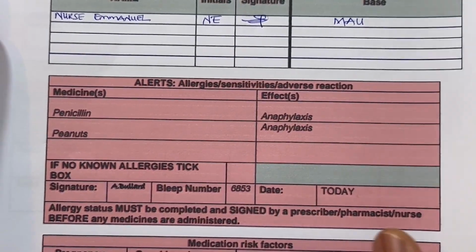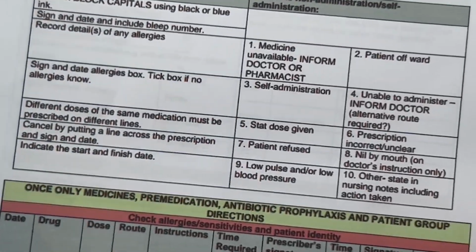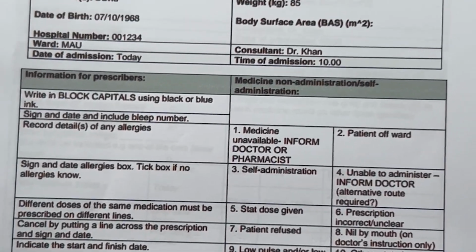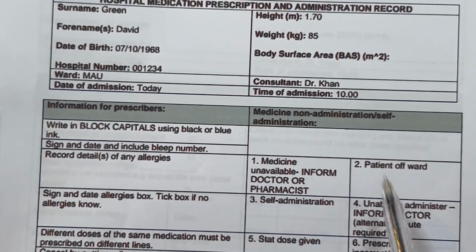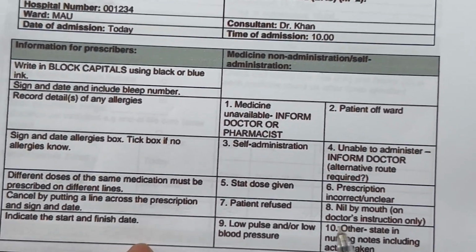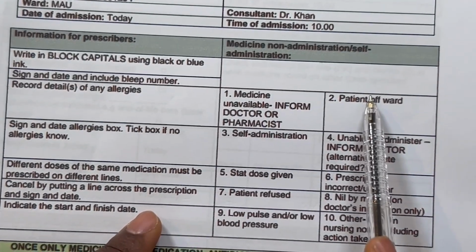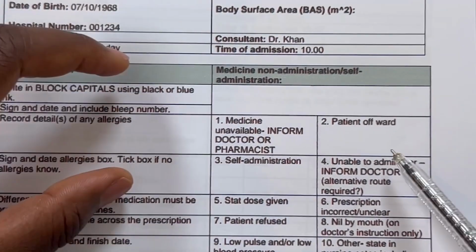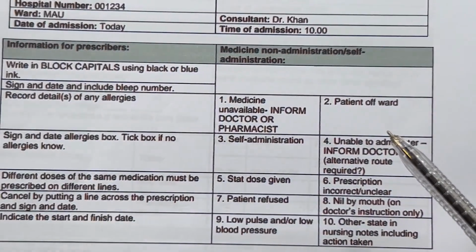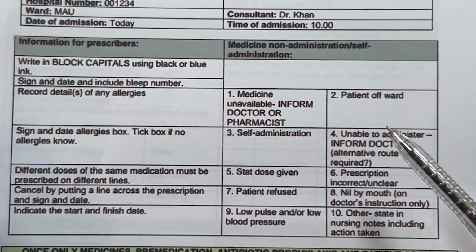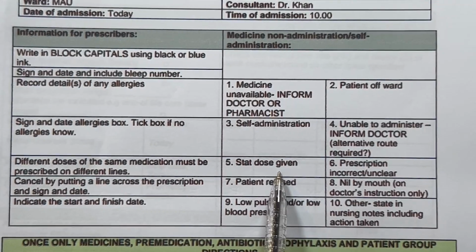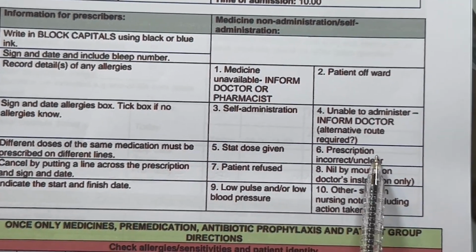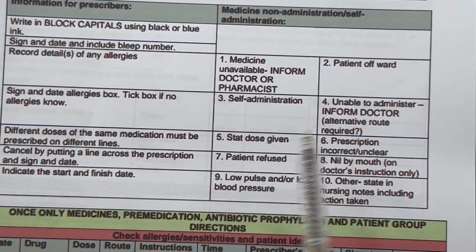Now the third page is where we'll talk about, remember I said, the codes. So you have code 1 to code 10. Code 1, code 2, code 3 and code 4 are not applicable most times in your exam scenario. But code 5 is applicable, code 6 is applicable. What is code 5? Start dose given.